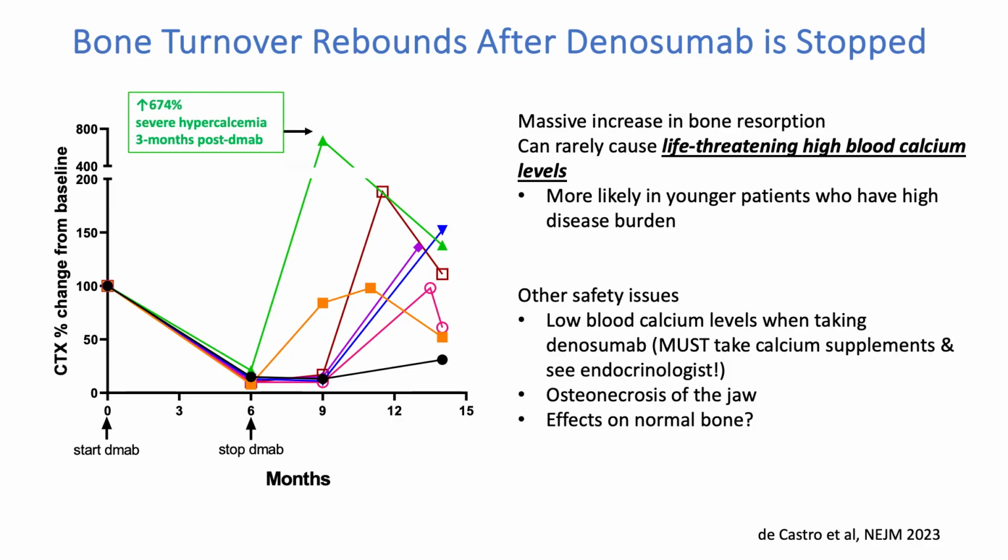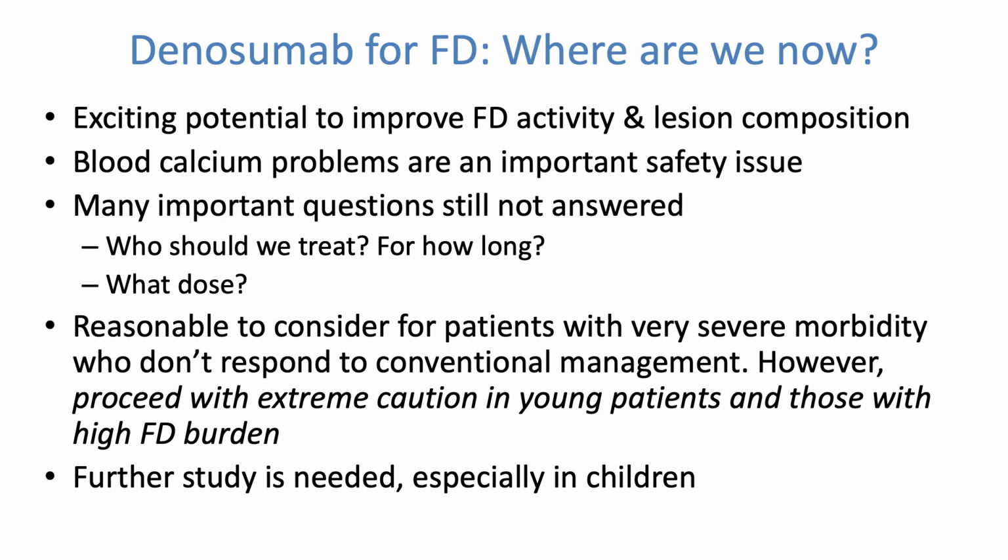Also, denosumab probably has a higher risk of osteonecrosis of the jaw compared to bisphosphonates. Another important side effect, which we don't quite understand, is what the effects are on normal bone. Patients who don't have a lot of fibrous dysplasia, when they take denosumab, there are probably going to be increasing the bone density everywhere, including the bone density that doesn't have fibrous dysplasia. It's possible that might increase fracture risk in the long term. We just don't know. So denosumab for FD, where are we now? There's really exciting potential to improve FD lesion activity and composition and bone pain as part of that process.